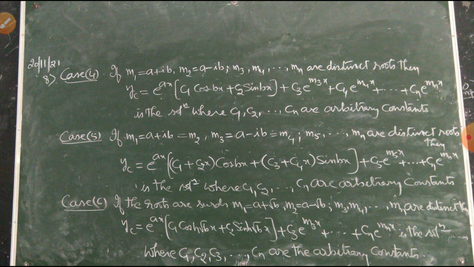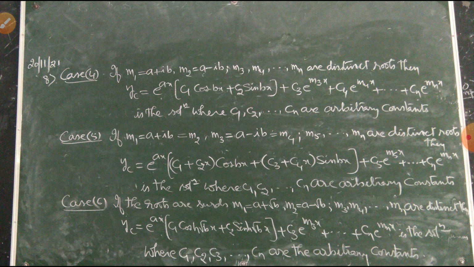And the last case we are going to discuss is when the roots are surds. Suppose the roots are surds, say m1 equals a + root b, then automatically we get the other root as a - root b. We know that surds also occur in pairs. So whenever a + root b is a root, automatically a - root b is also a root. So if the roots are surds, m1 equals a + root b and m2 equals a - root b, and further m3, m4, etc.